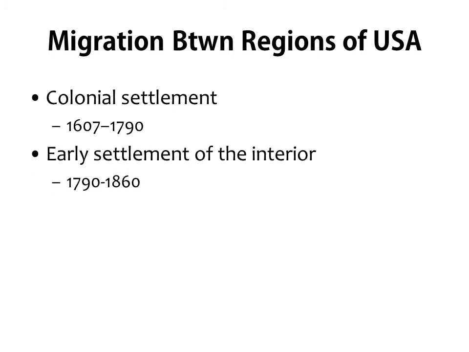The next one is going to be the settlement of what we call the interior. This is from the founding of the country up until the break of the Civil War. And this is really settling between the Appalachian Mountains and the Mississippi River, and then skipping over the Great Plains and heading out west.